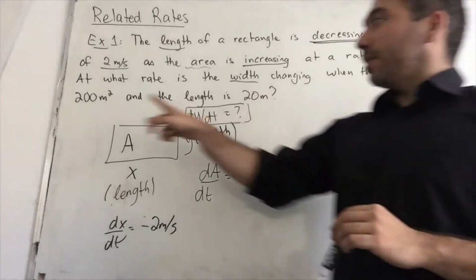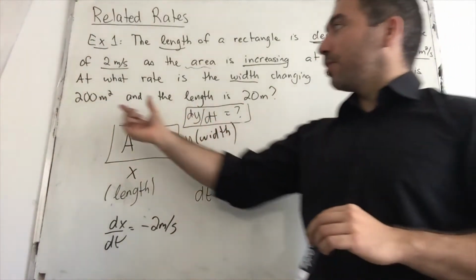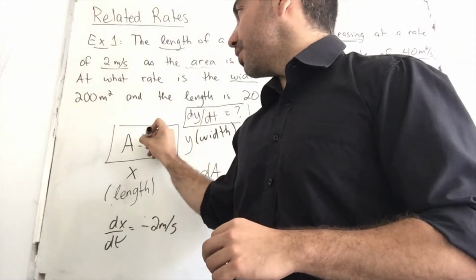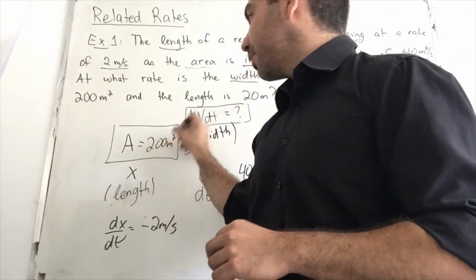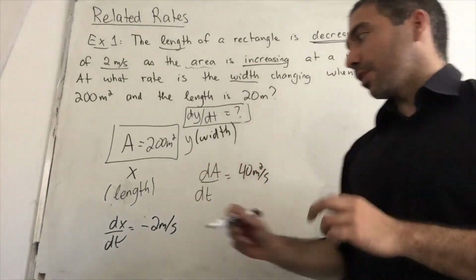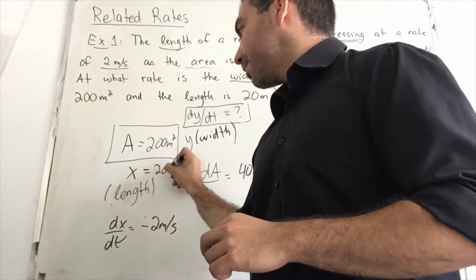When the area, the actual area here, now it's a fixed amount. Notice the units are just meters squared. It's not meters squared per second. So that gives away that the area is 200 meters squared. And we get the length is 20 meters. So the actual value of x, which is our length, is 20 meters.